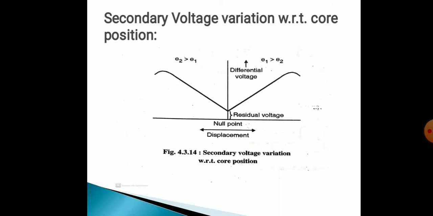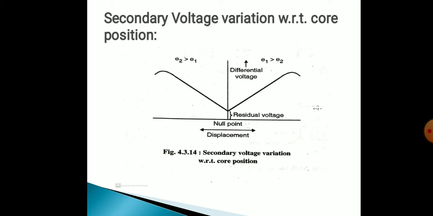When the core is moved towards the left from the central or null position, the portion of the core in the vicinity of S1 increases. Therefore, flux linkage with secondary winding S1 increases and induced E1 increases. The reverse happens for secondary winding S2. That is, the portion of the core in the vicinity of S2 decreases. Therefore, flux linkage decreases and hence E2 decreases.